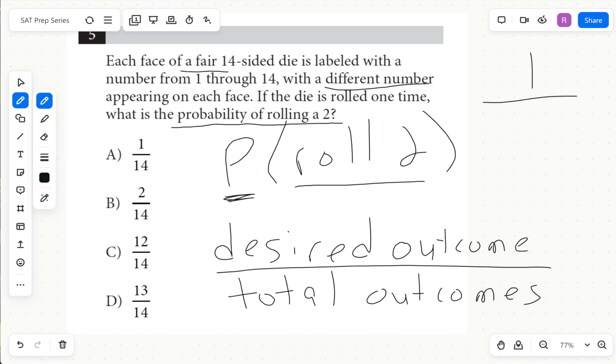And how many total outcomes are there? Well, there are 14 sides on the die. Each one of them is equally likely to appear. So my total number of outcomes is 14. And so the probability that I roll a 2 on a fair 14-sided die is 1 out of 14.